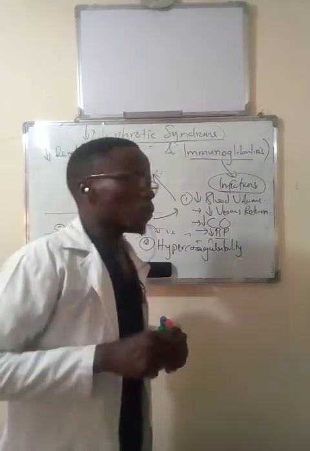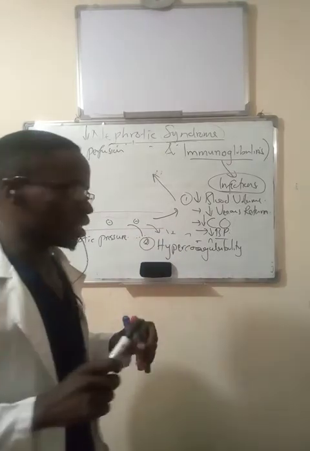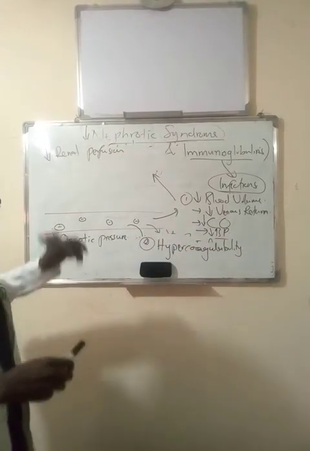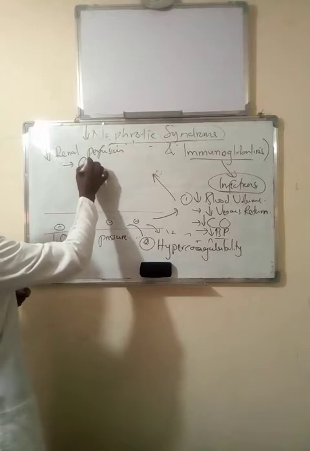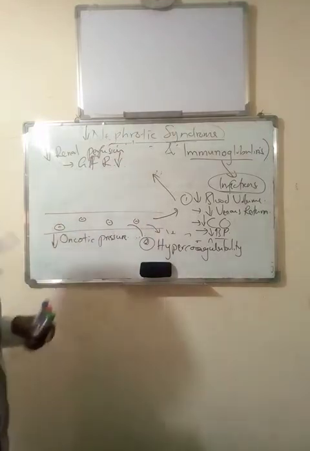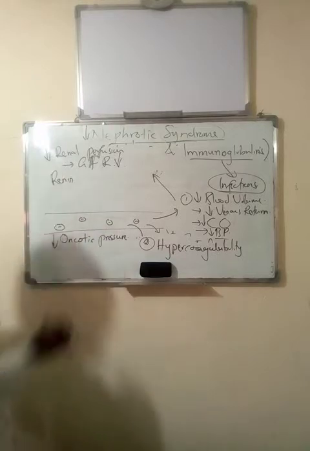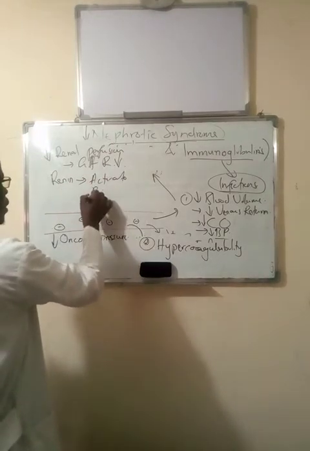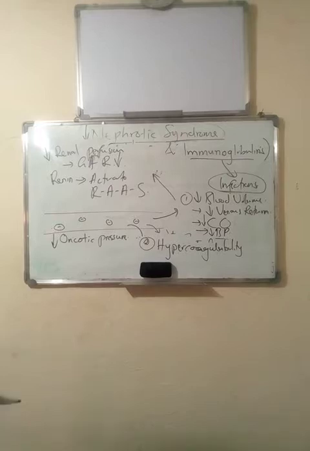Now remember we have what is called the juxtaglomerular apparatus just near the nephron. By the way, because of reduced renal perfusion, there's going to be reduced GFR, that is glomerular filtration rate. This is going to be reduced as well. So because of that, there's going to be release of what? Renin. And this renin is going to activate the renin angiotensin aldosterone system. That is a topic on its own, but briefly what is going to happen?